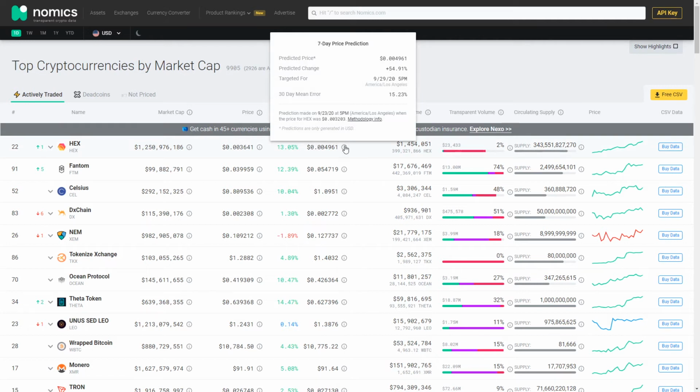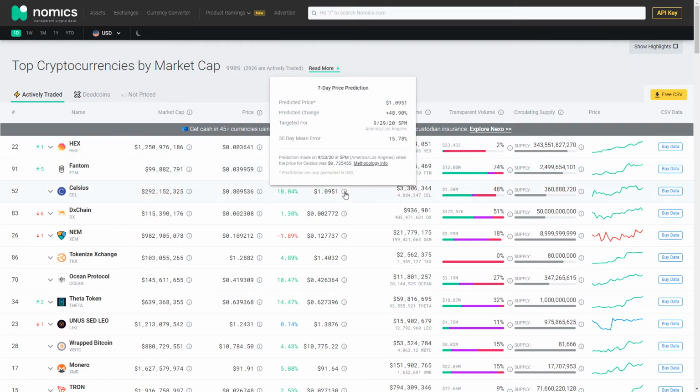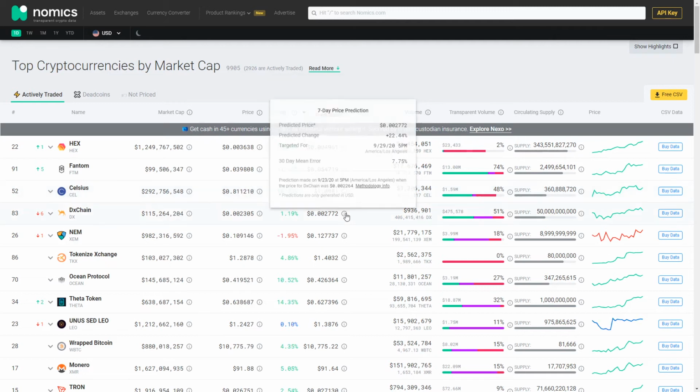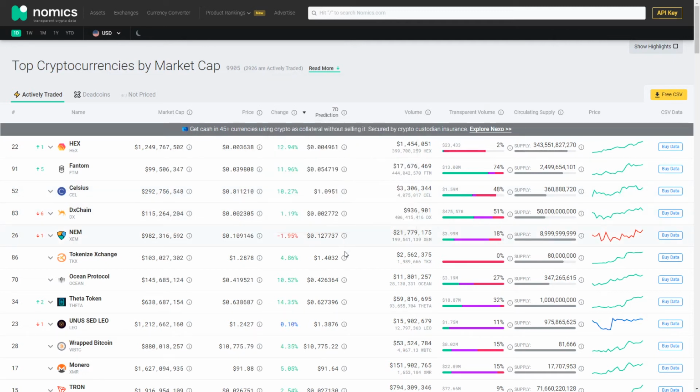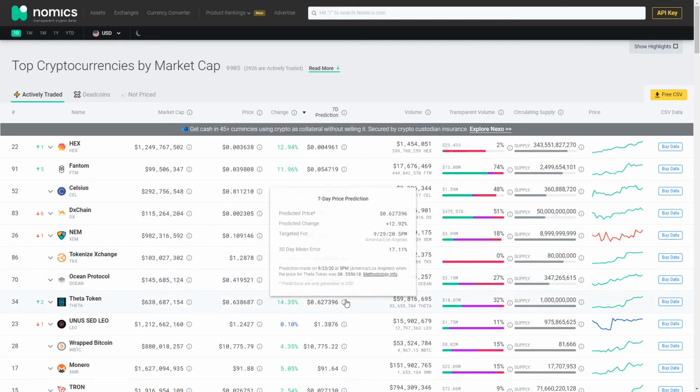So Nomics is predicting HEX will increase by nearly 55% over the next 7 days. And similar for a couple of these other assets, Phantom, another 55%, Celsius, almost 50%, and so on. So these are the top asset predictions on Nomics at this time.